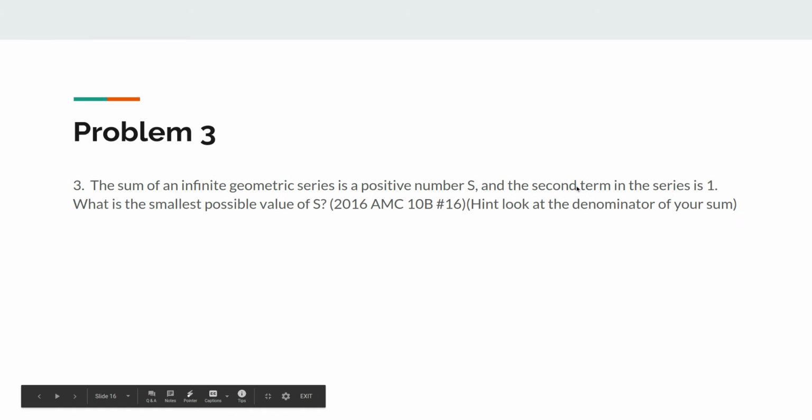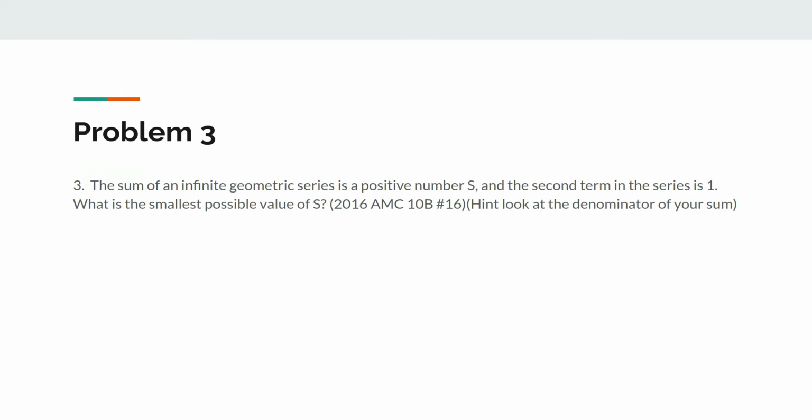Okay, here's the next question. This one's going to be kind of hard compared to the other ones. The sum of an infinite geometric series is a positive number s, and the second term in the series is 1. What is the smallest possible value of s? This is 2016 AMC 10B number 16. Hint, look at the denominator of your sum.